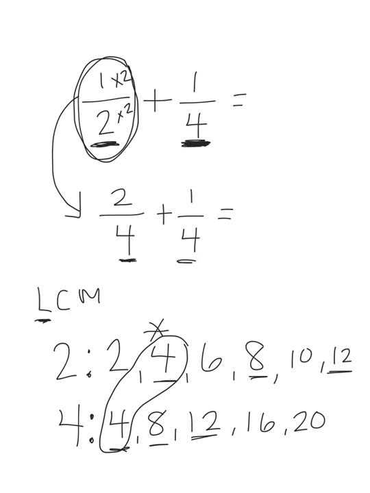Now that my denominators match and I'm talking about fourths, I can take my 2/4 and add it to my 1/4, and I now have 3/4. So 1/2 plus 1/4 equals 3/4. And I know that 3/4 cannot be simplified to lower terms, so that's as low as it's going to get, so that's my final answer.